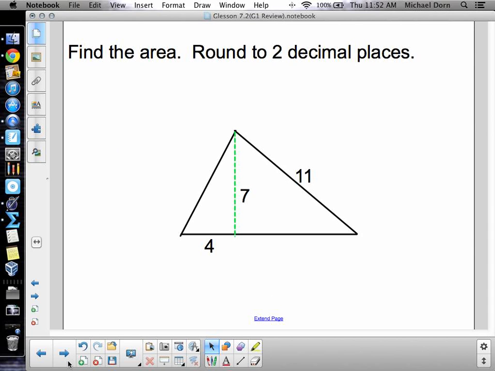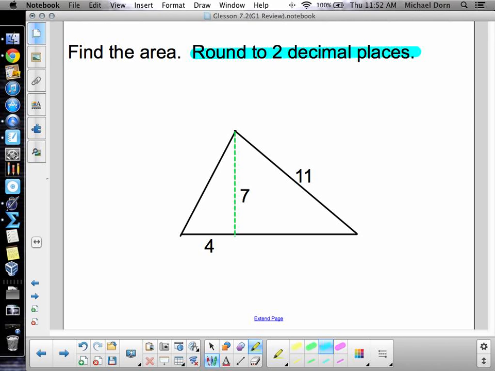This is an interesting problem. You're going to see something like this in your worksheet on the test. It says, find the area of the triangle round to 2 decimal places. Notice this little bit of the instruction. That means now we're going to do decimal approximation. So we're going to decimalize as we work. That's okay, because the instruction tells us to, and we can work that way.